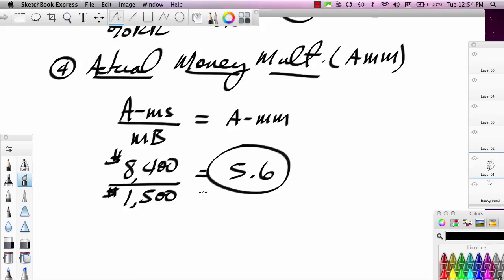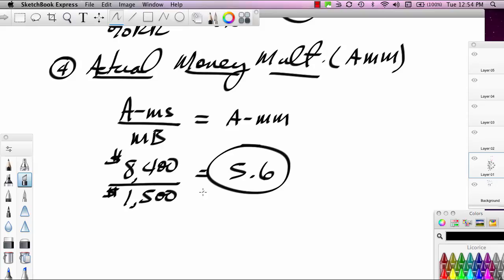So theoretically, no excess reserves, no currency in circulation, every dollar in the monetary base could expand by a factor of 10. However, given the amount of excess reserves that banks are now holding and the level of currency that people are holding, the actual expansion is only 5.6.